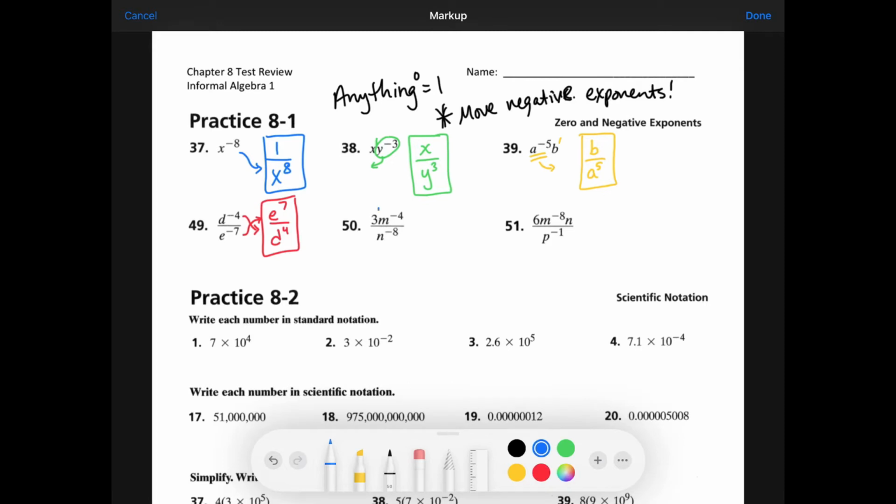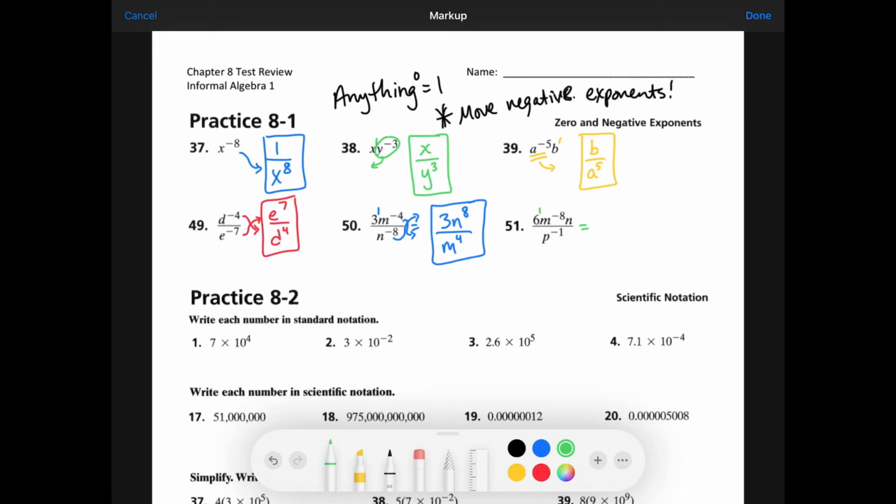Number 50, the 3 can stay. The m, it's gotta go. Bring it on down. And we'll bring the n up to the numerator, n to the 8th. Remember, after you move them, the exponents are positive. That's the whole reason we move them.